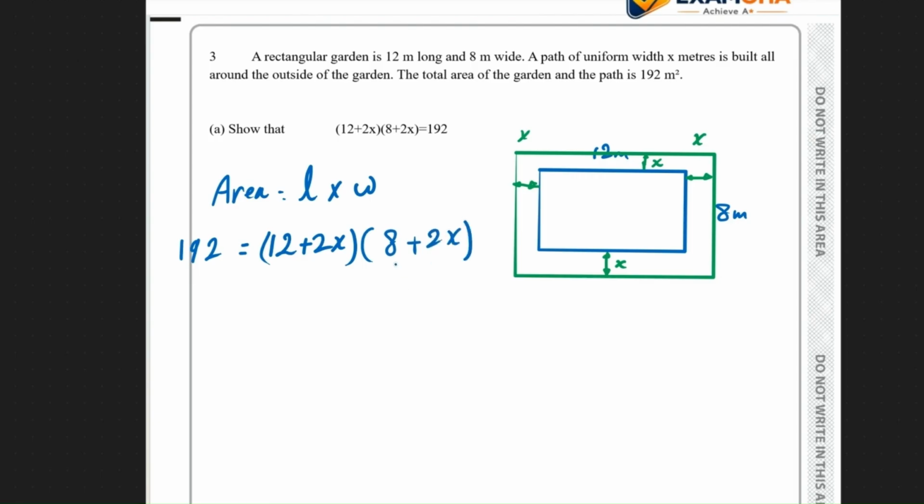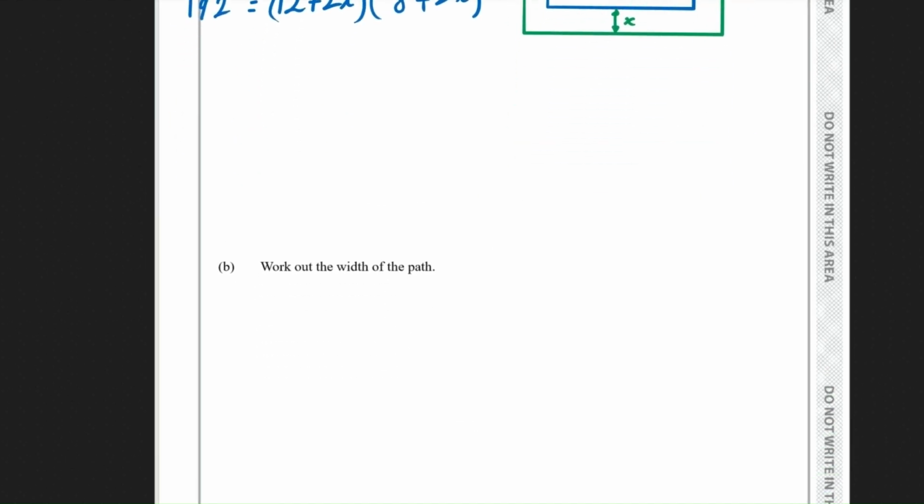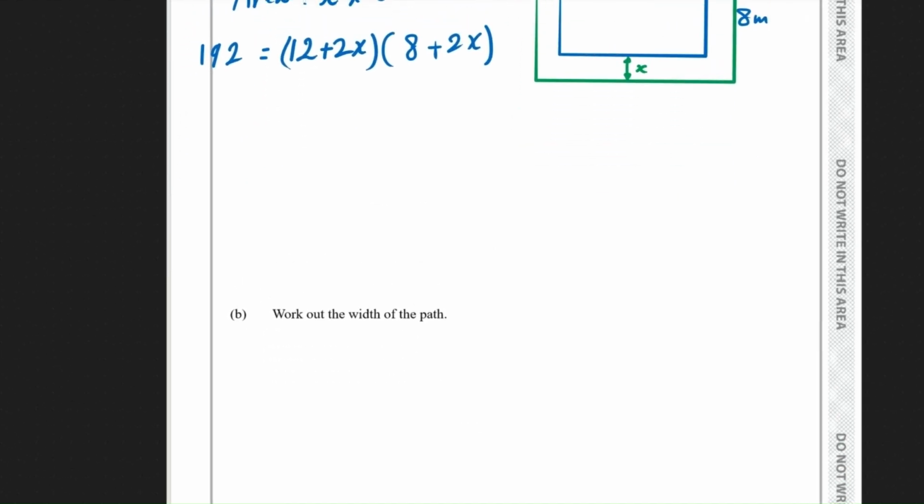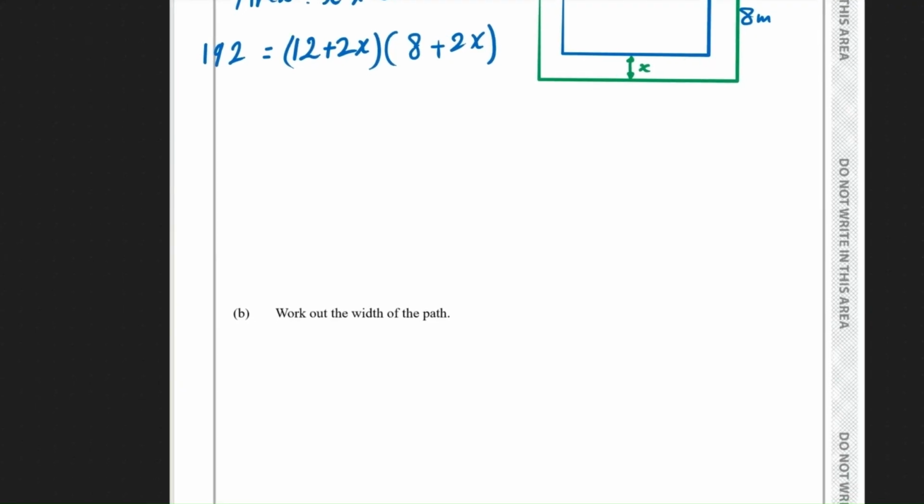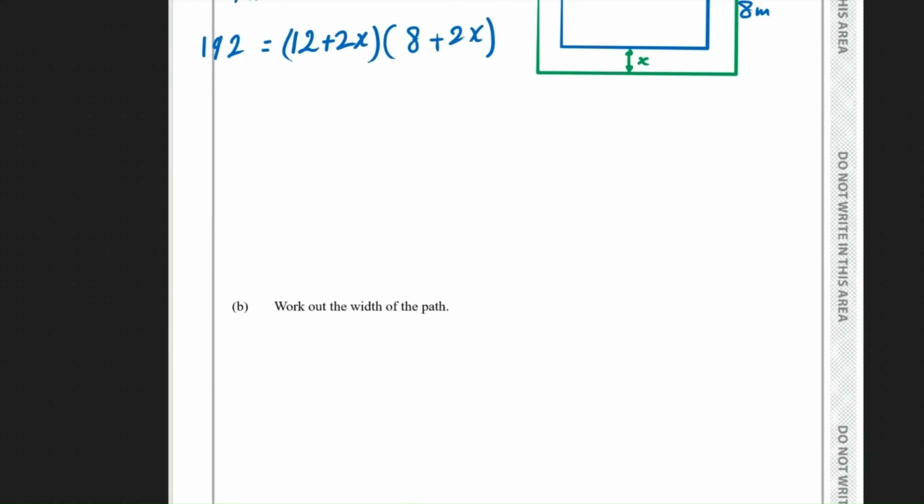And now you look at the question here. It exactly matches the question which asks you to show this. And then work out the width of the path. It asks you to get the value of x. So what we need now, we have two brackets. If we have two brackets multiplying each other and we need to solve for the unknown value, which is x, we need to expand. So let's do expanding.